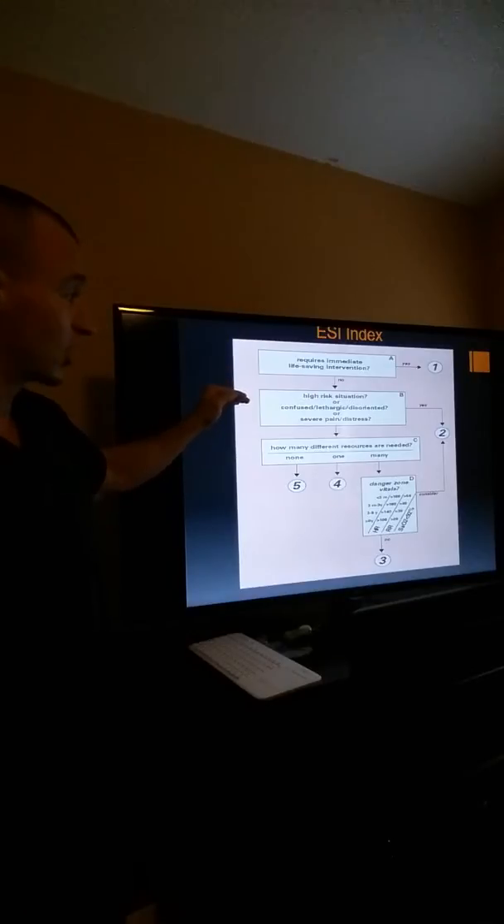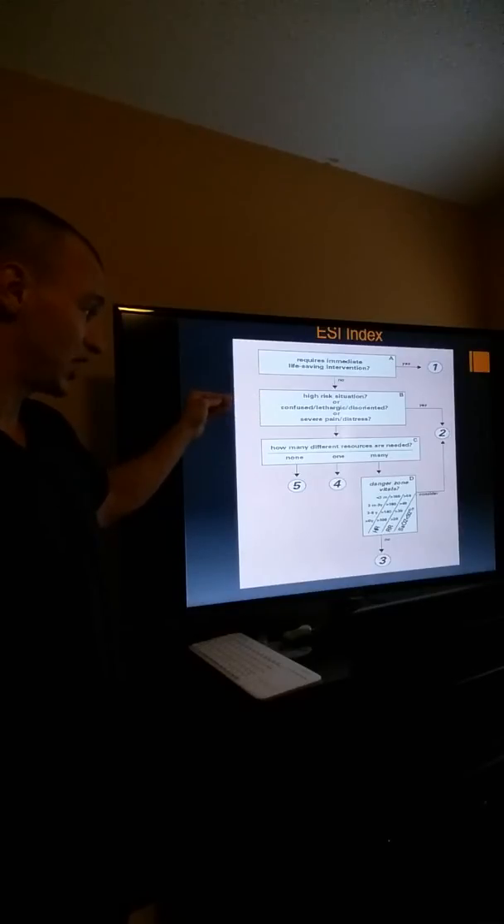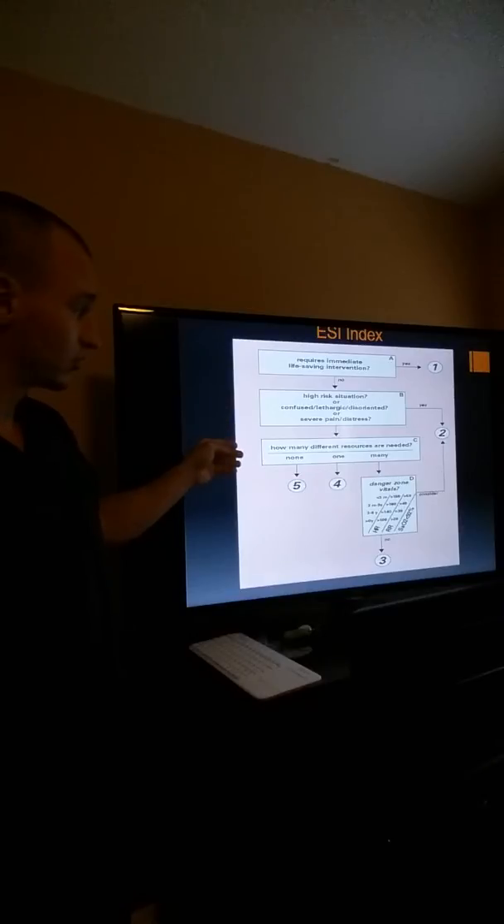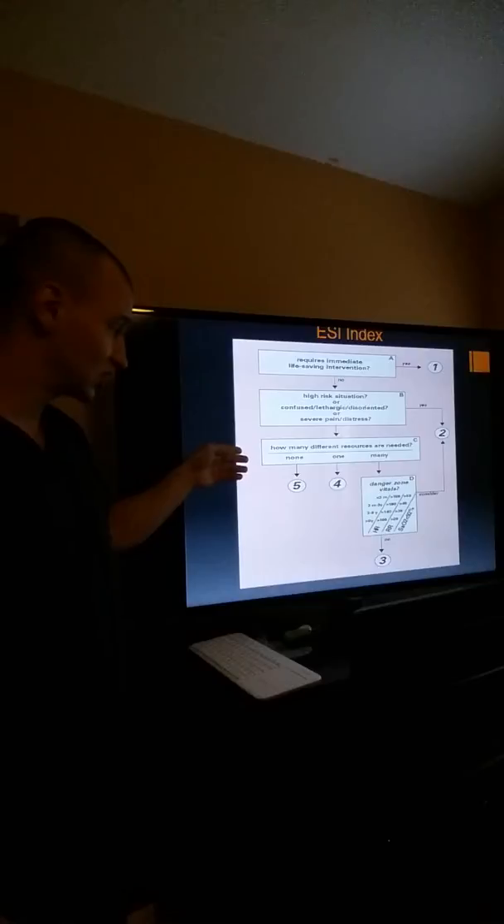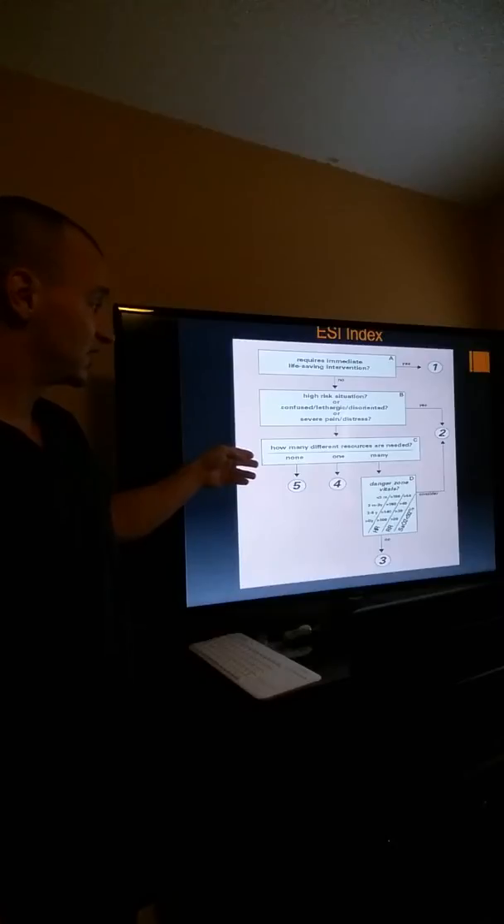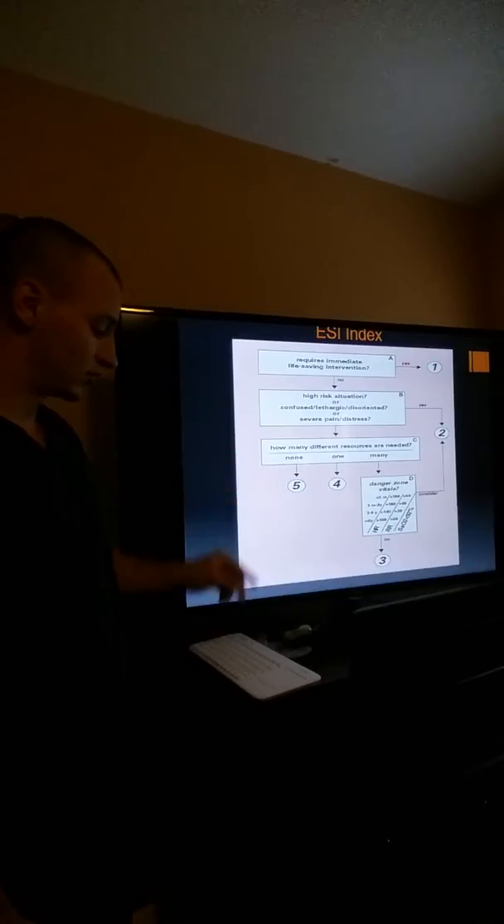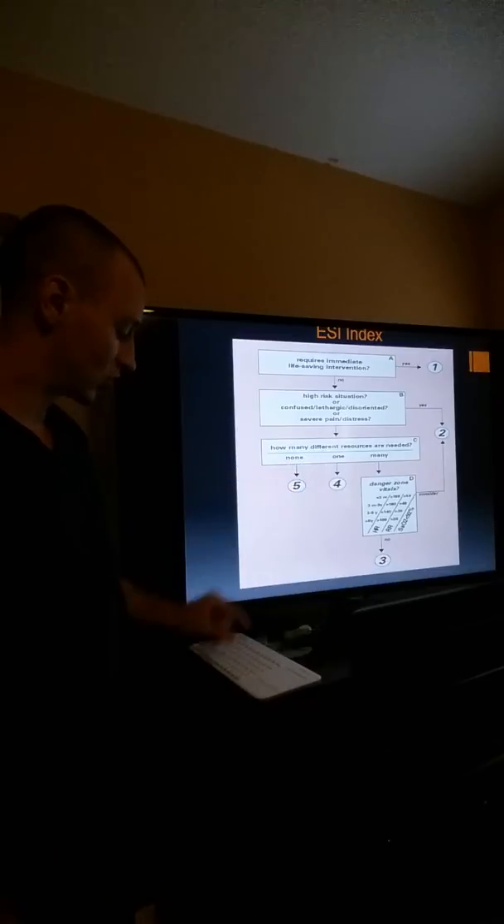If it's a number 2, they're a high-risk situation or they're an unstable patient. This would be if they're confused, lethargic, disoriented, and have severe pain. Number 3, this is the main population of patients that are seen in the emergency department. Most people that come to the emergency department do need to be seen. This would be if they require a minimum of 3 resources. I'll go over resources in a minute, but a 4 or 5 would require 1 or 2.